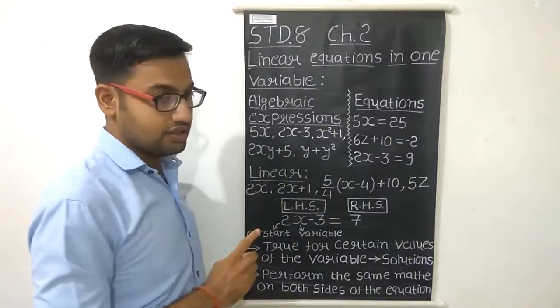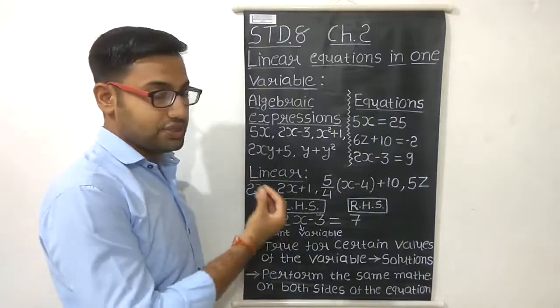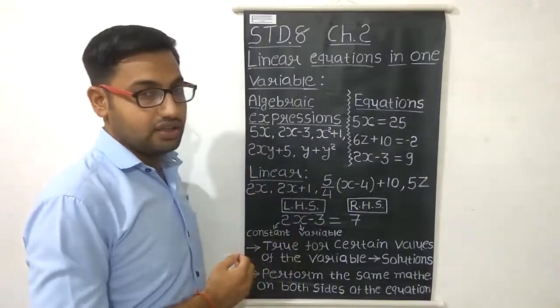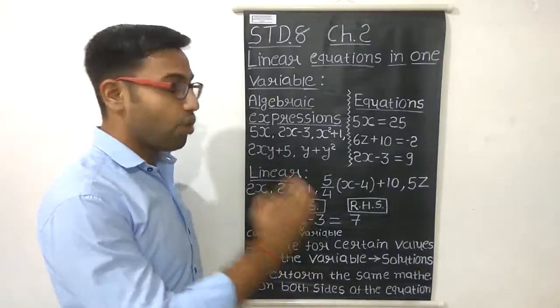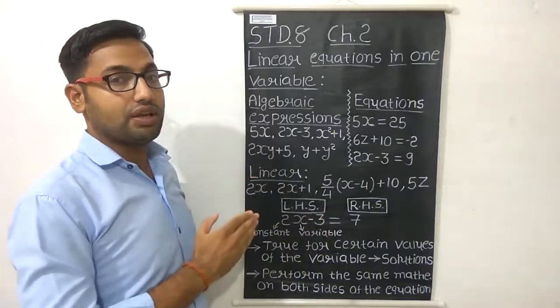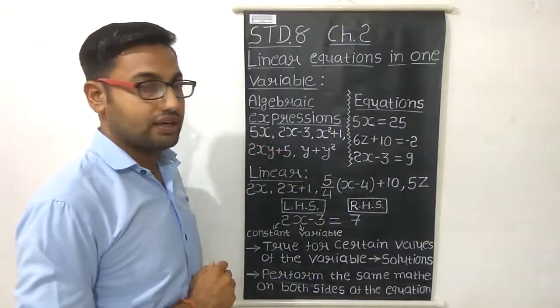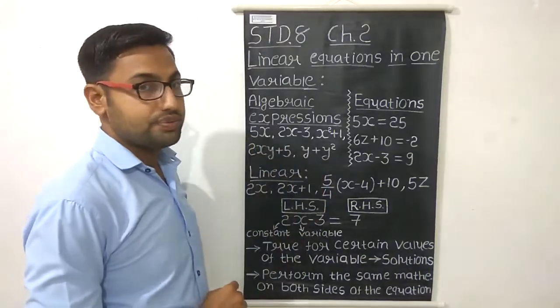Expressions means to express some quantity, like if we want to express the temperature or pressure or the speed, the quantity which is not constant, we can express that quantity in terms of a variable, and that is called an algebraic expression, right? So all these are algebraic expressions.